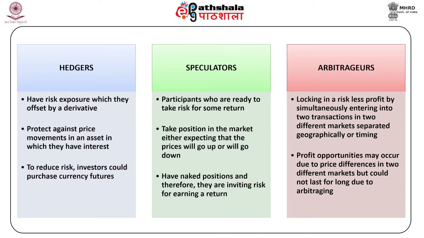Hedgers have risk exposure which they offset by a derivative and seek to protect themselves against price movements in an asset in which they have interest. For example, an American buying shares of an Indian company on an Indian exchange would be exposed to exchange rate risk while holding that stock. In order to reduce this risk, the investor could purchase currency futures of dollars to lock in a specified exchange rate for the future stock sale and currency conversion back into dollars.